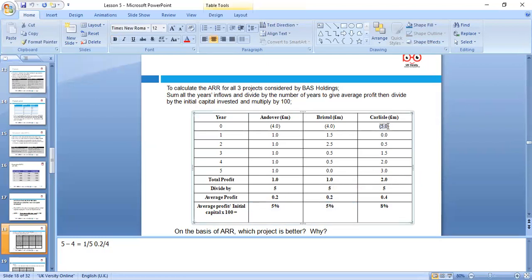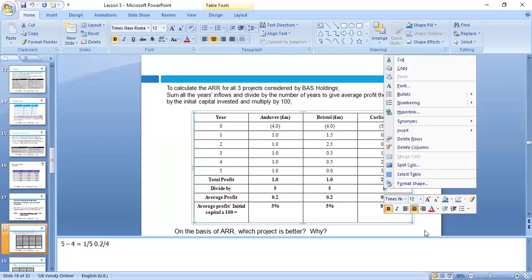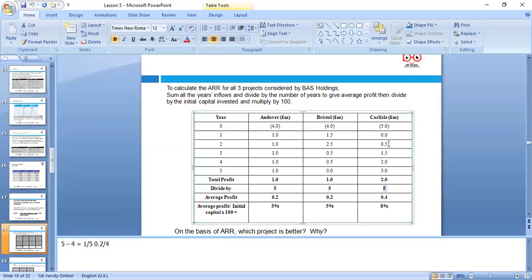In project C, you have 5 million required, but you're not getting a return in year 1; you're getting it in year 2, year 3 onward. You're getting 0.5, 1.5, 2, and 3, so 7 million, and you invested 5 million. 7 minus 5 is 2 million profit, which came in 5 years, so 0.4 million every year. 0.4 divided by 5 times 100, so it's an 8% return.